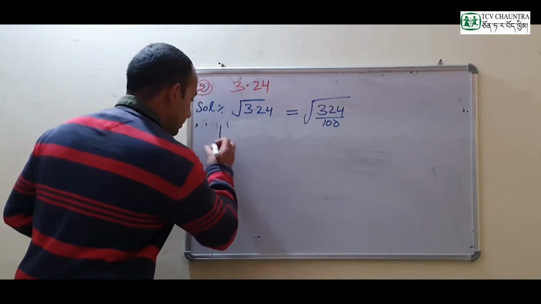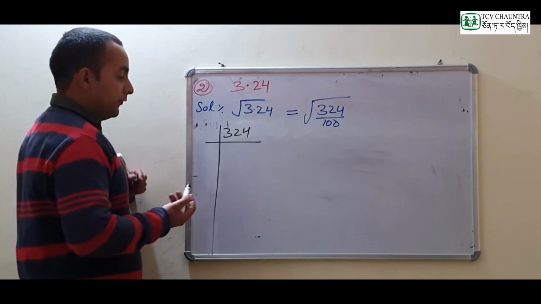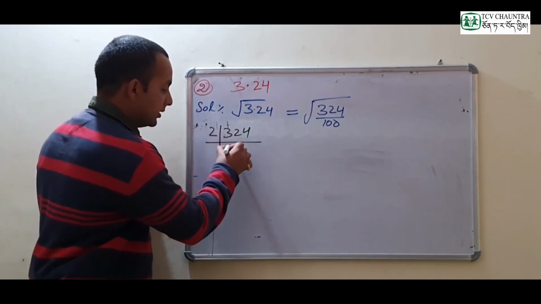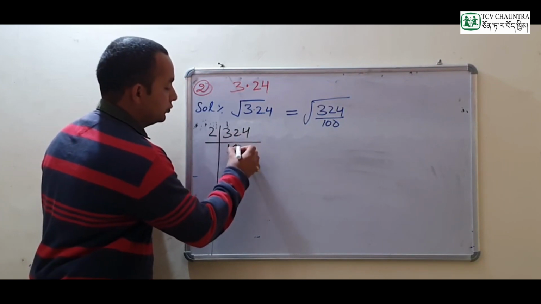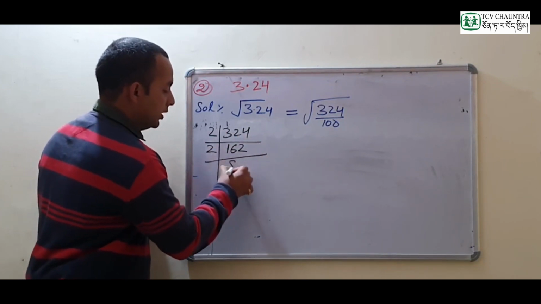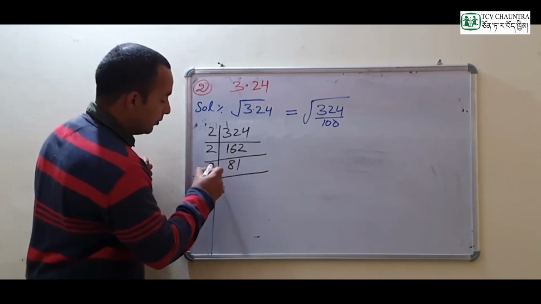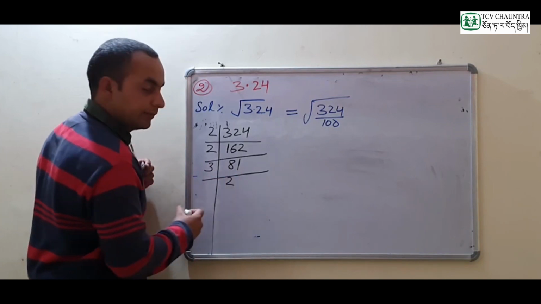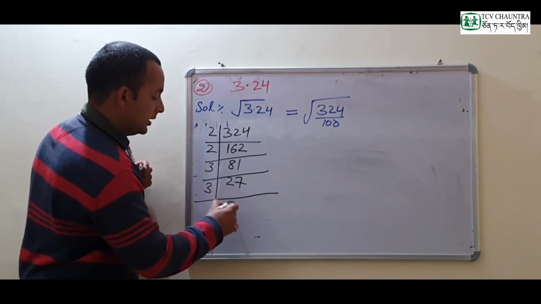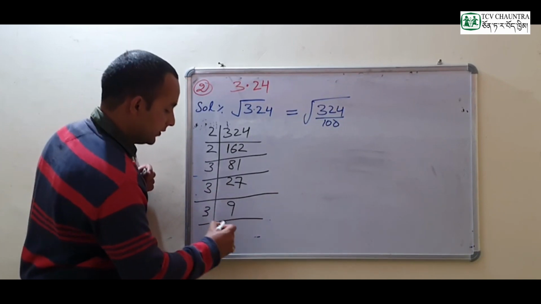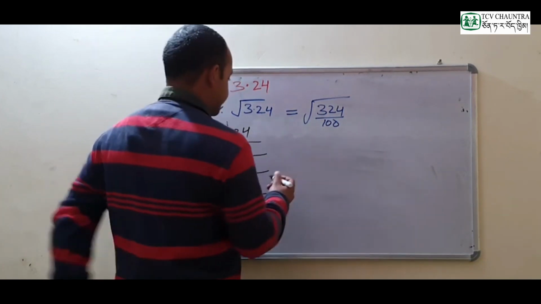Again, you are going to find out the prime factors of 324. So the unit place there is a 4. With the help of 2, 2 ones are 2, and 2 6s are 12, and 2 2s are 4, 2 8s are 16, 2 ones are 2. Then there is a 1 with the help of 3. 3 2s are 6, and 3 7s are 21, and 3 9s are 27. 3 3s are 9, 3 1s are 3.